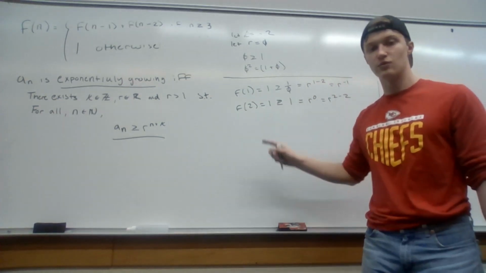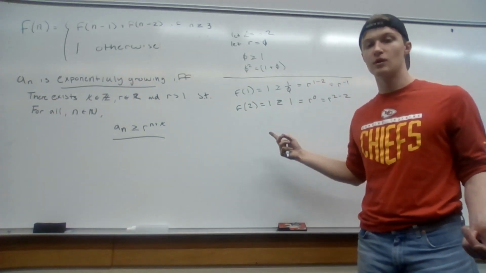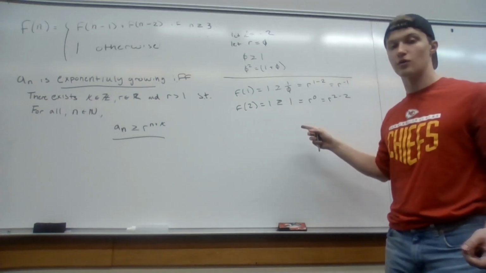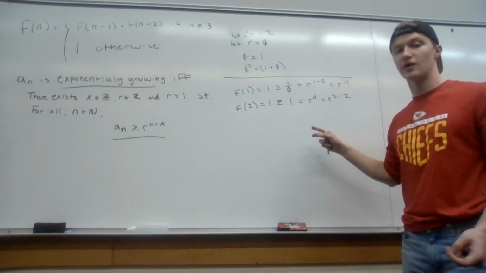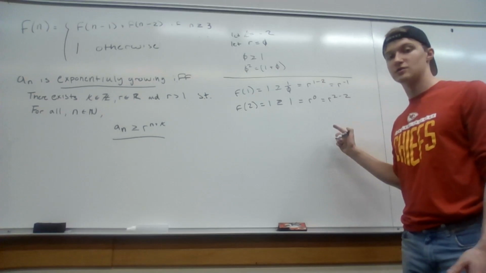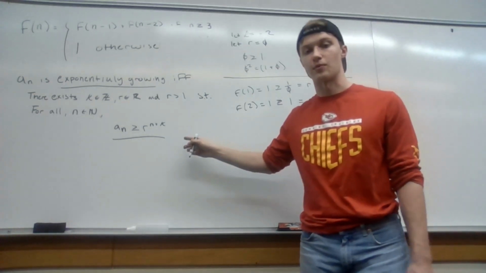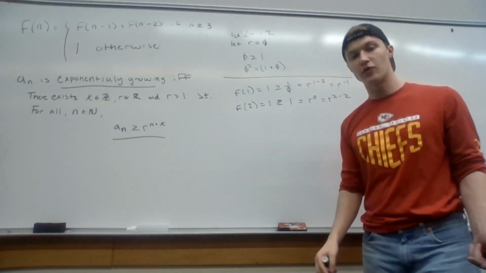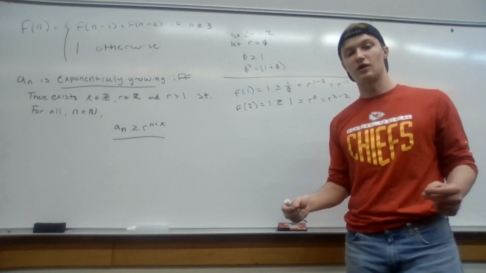f(2) is equal to 1, and 1 is greater than or equal to 1. And 1 is then equal to r to the power of 0, equal to r to the power of 2 minus 2. Hence, f(2) is true for this property. Now, we've proved both our base cases, and we have to move on to the inductive step.